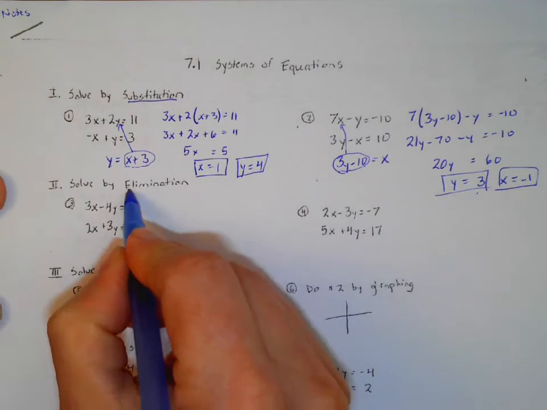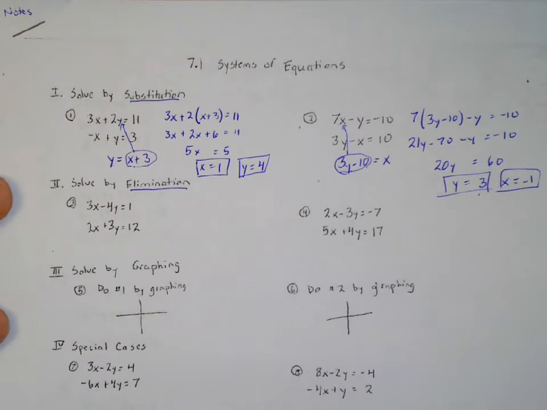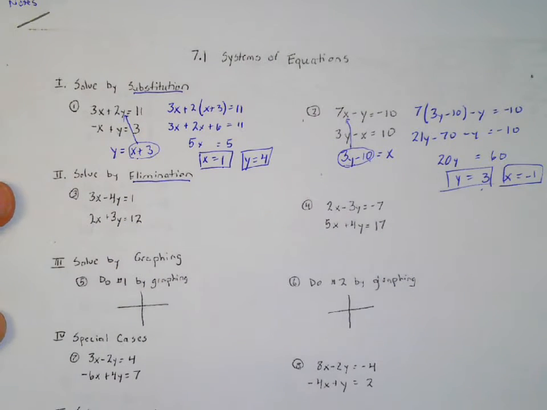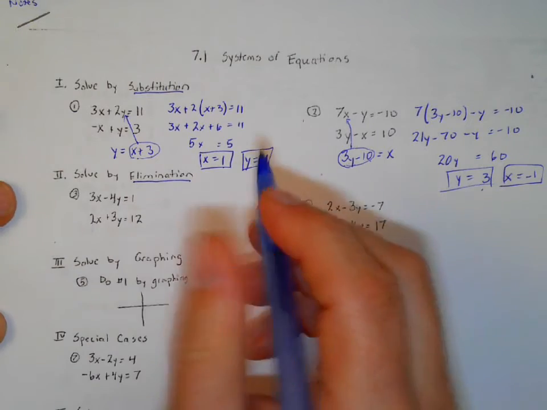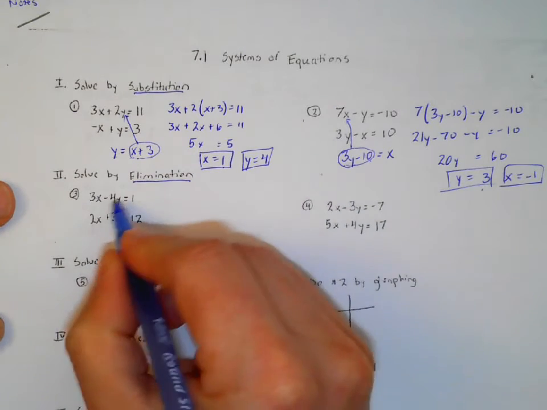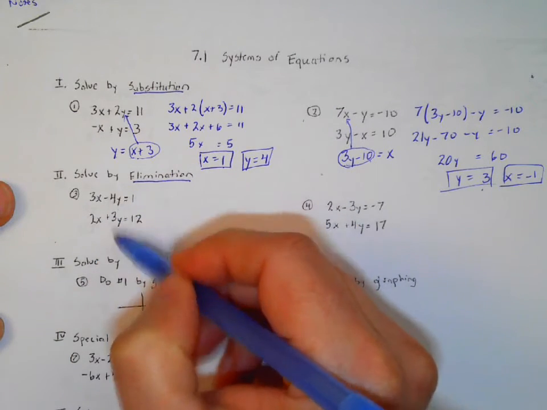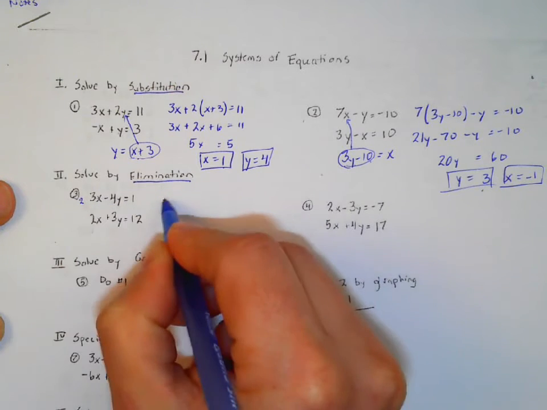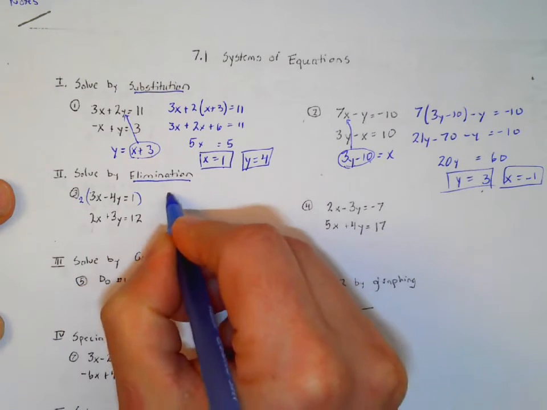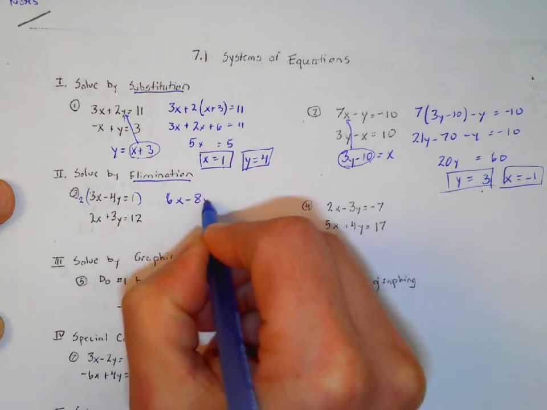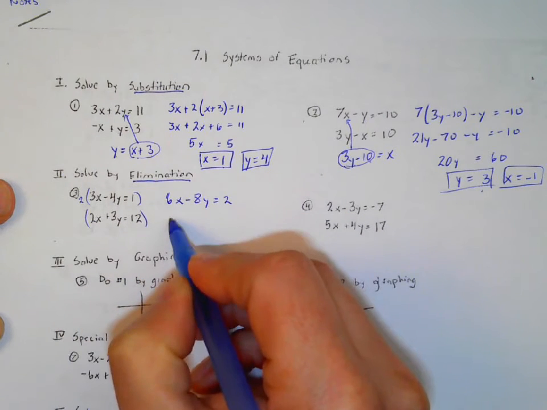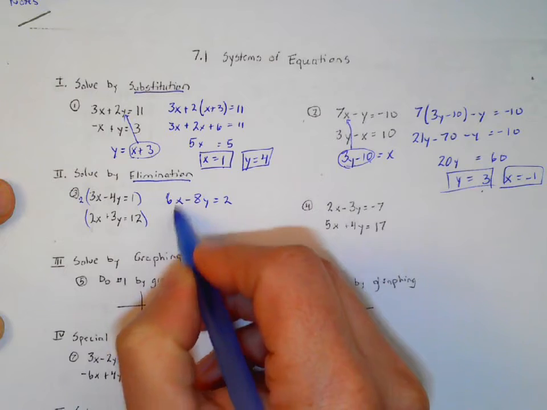Okay, the next one is by elimination. By elimination, I want to get either my x's or my y's to eliminate, and it doesn't matter which way you do it. You can choose the way you want to do it. So I'm going to choose x's. If I multiply by 2 here, all the way through, that makes 6x minus 8y is equal to 2. And I want the x's to eliminate, so I need this to be a negative 6. So when I add those together, I get 6 and negative 6.